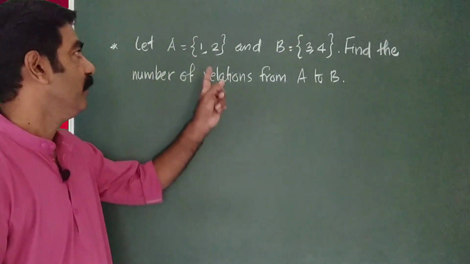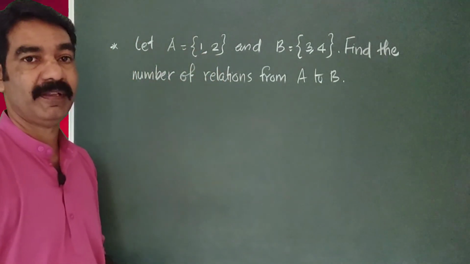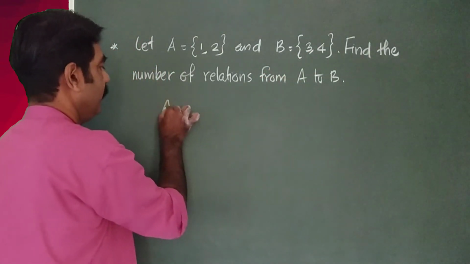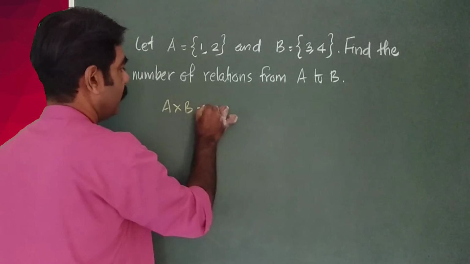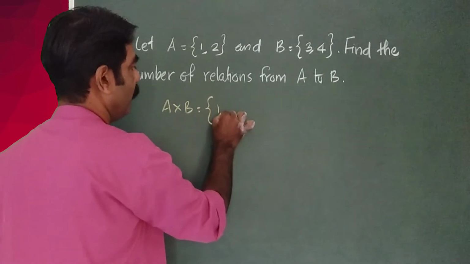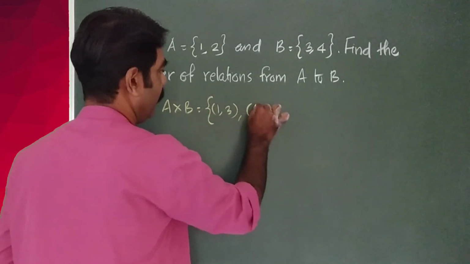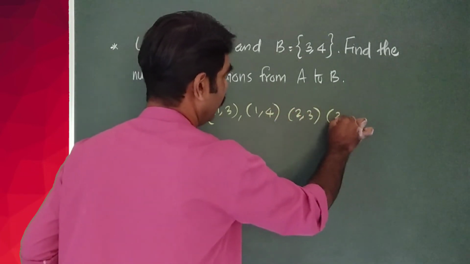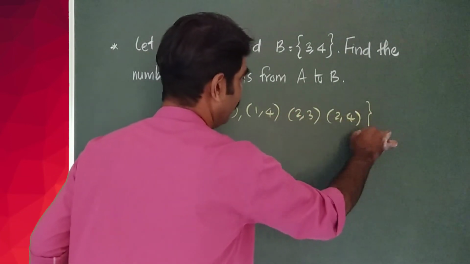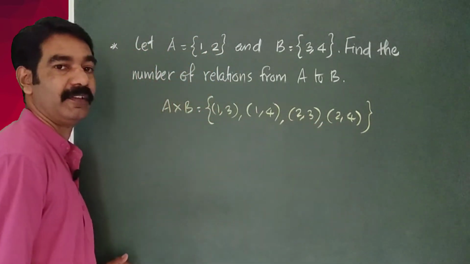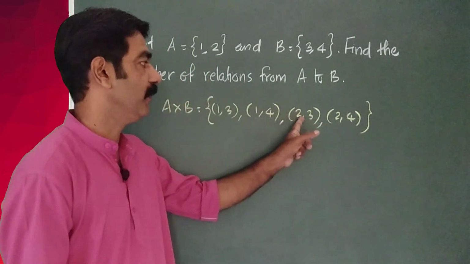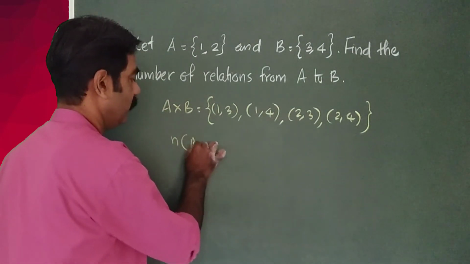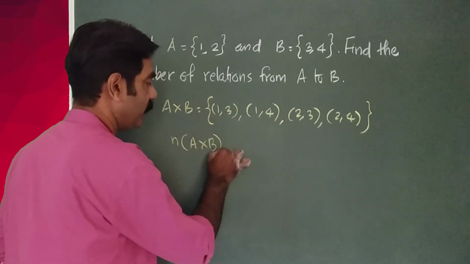ഇവിടെ നോക്കൂ, A contains 2 elements and B contains also 2 elements. So what is A cross B? നമ്മൾ എഴുതി നോക്കാം. A cross B is equal to (1,3), (1,4), (2,3), (2,4). These are the elements in A cross B. 1, 2, 3, 4 elements are there. There are 4 elements in A cross B. So number of A cross B എത്രയാണ്?